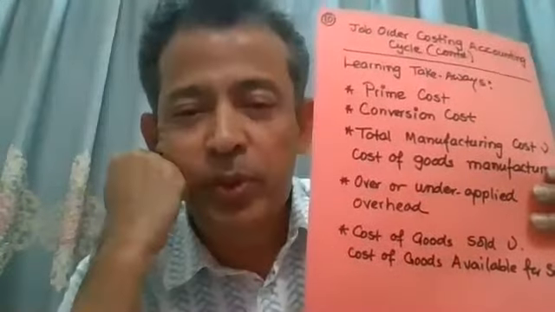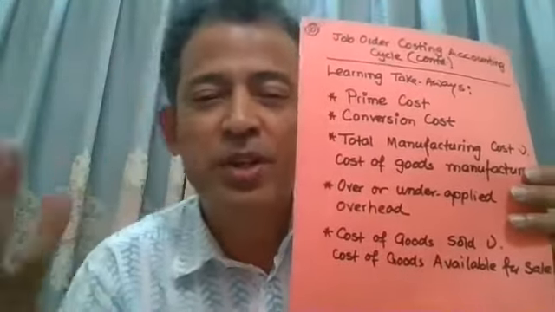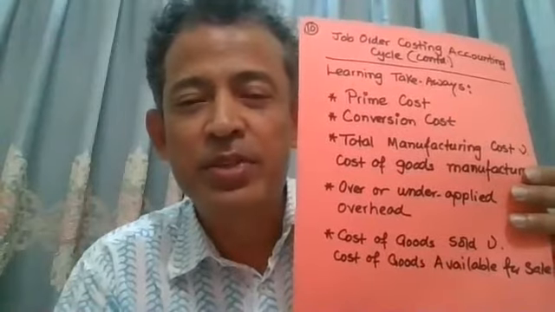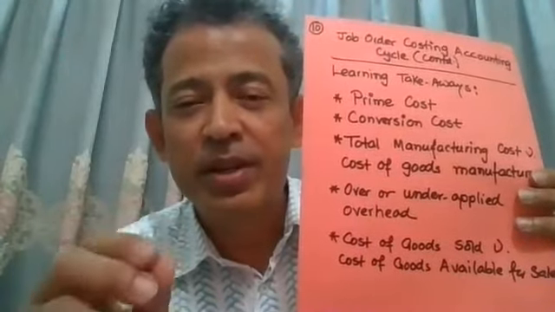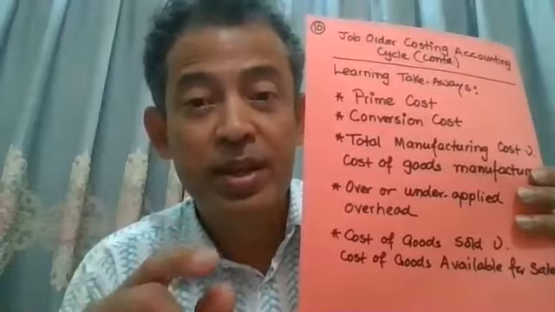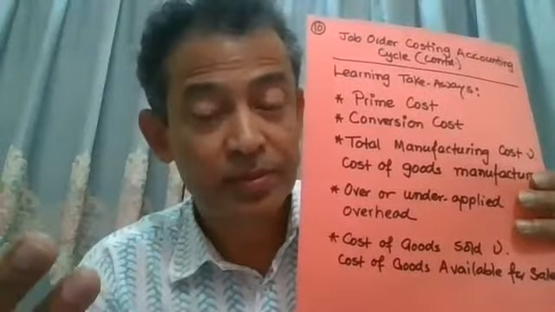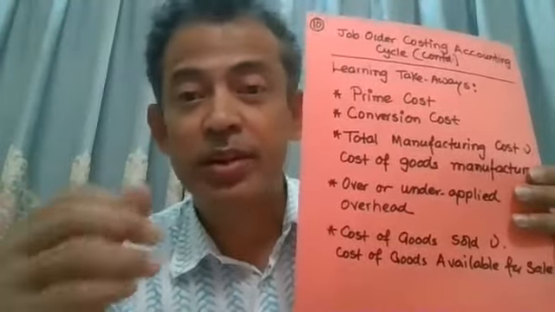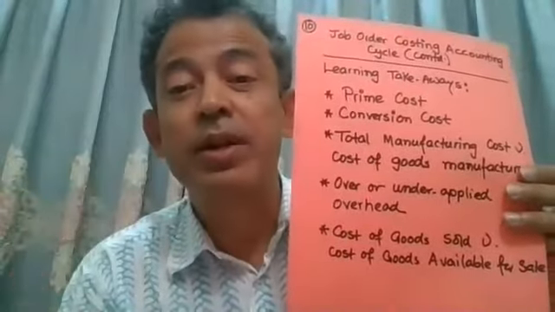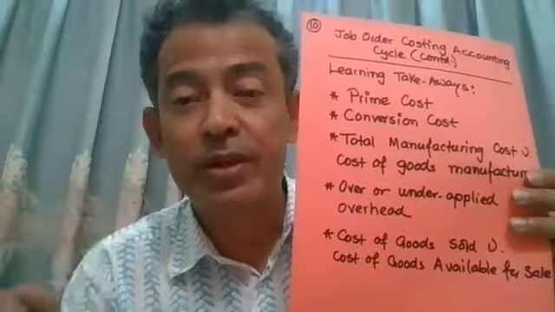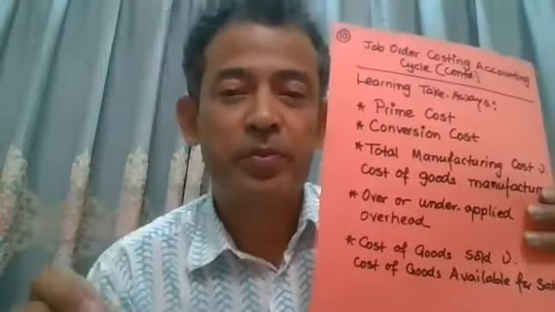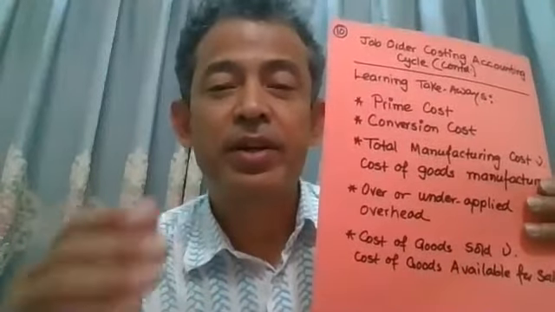We now know what prime cost is. So tell me, what is prime cost? Prime cost is the total of direct material used and direct labor used. Actually used, not direct materials purchased or direct materials available. It's direct materials used in the job and direct labor used in the job.